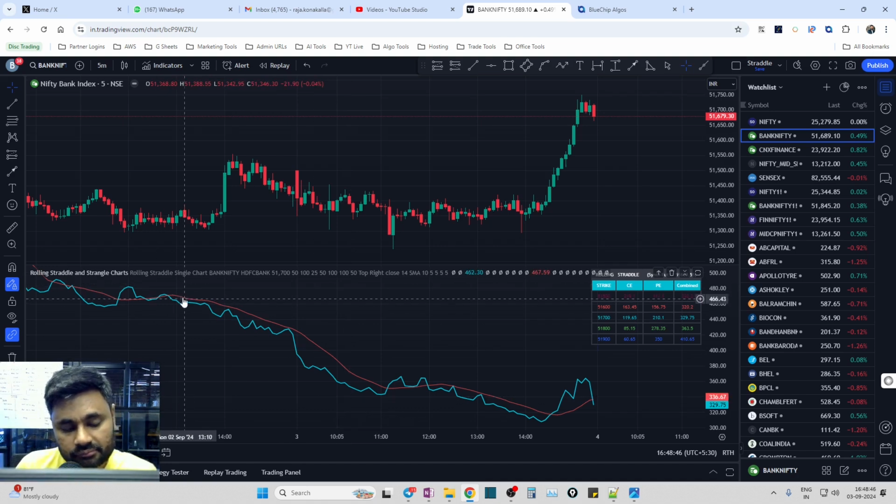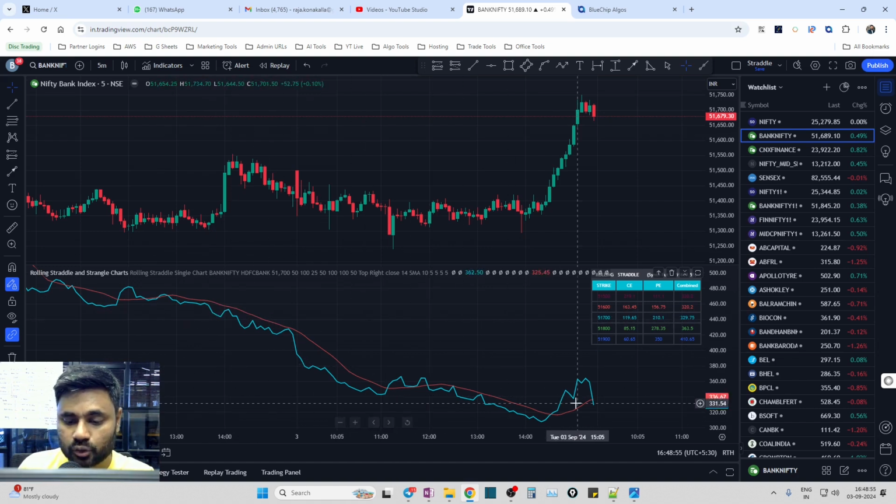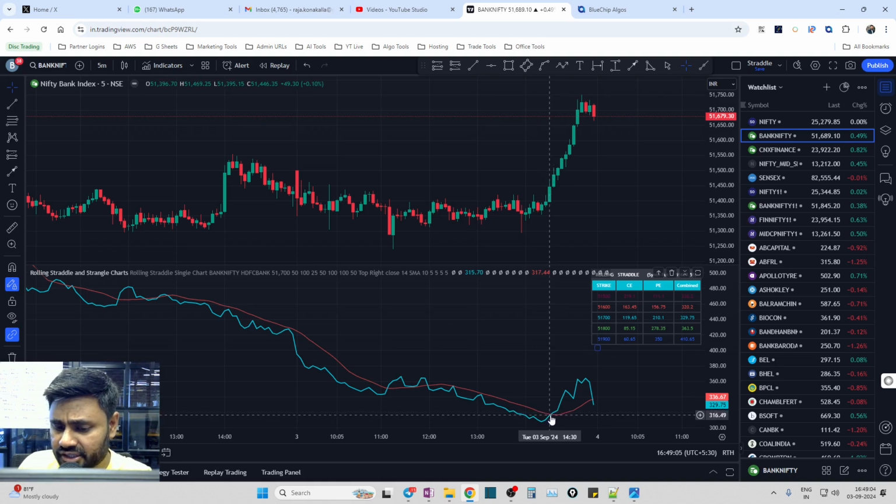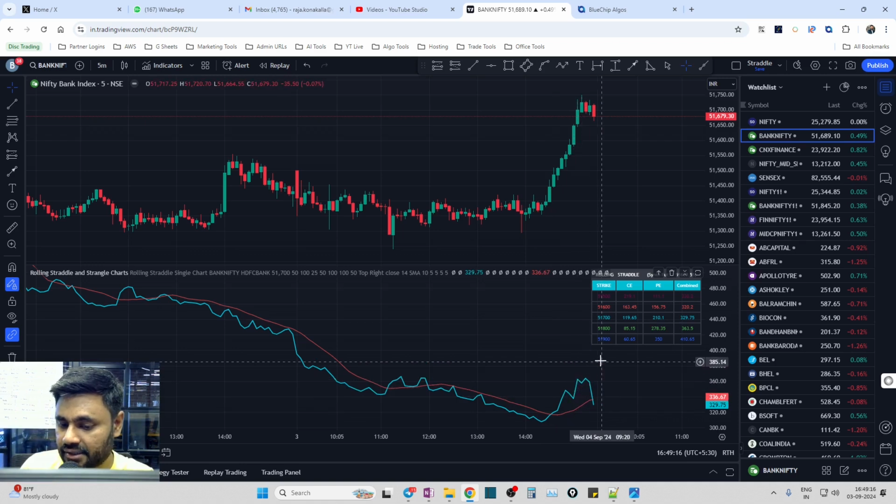So as I mentioned earlier, this is probably the right or precise entry point where you can enter if you are a short seller. And if you are a long straddler, or let's say you buy straddles, then this is the right point for you, because this is where the straddles started shooting up. Either the call option or the put option, one leg will start going up heavily compared to the other leg, and that's why the overall premiums keep rising higher and higher, right? So this is moving average.